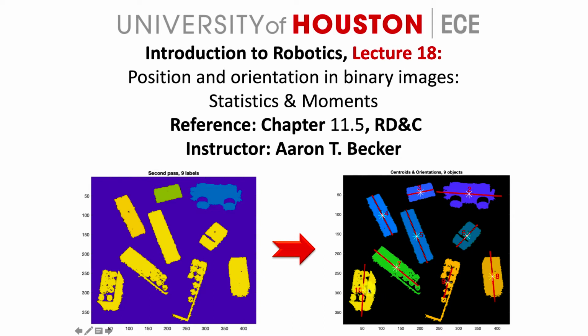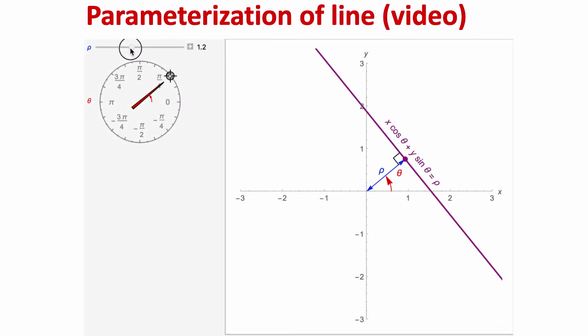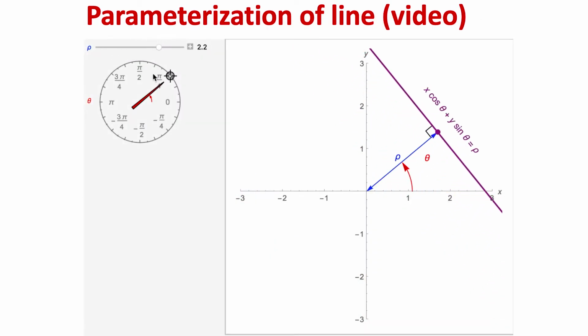And so we want to find their centroid positions and their orientation. To do that, we're going to have to do some math. And I think you'll enjoy seeing some different ways to parameterize lines.